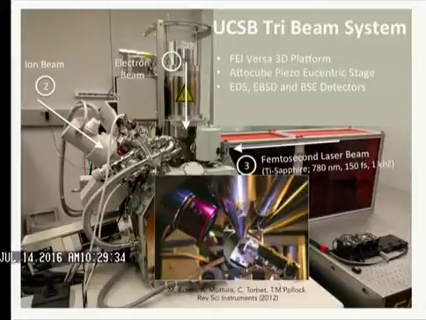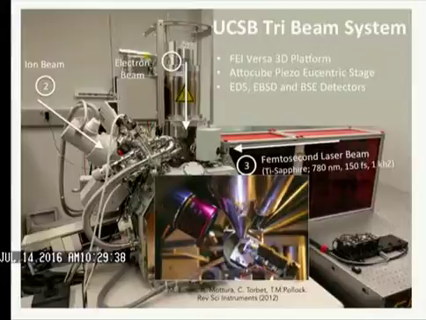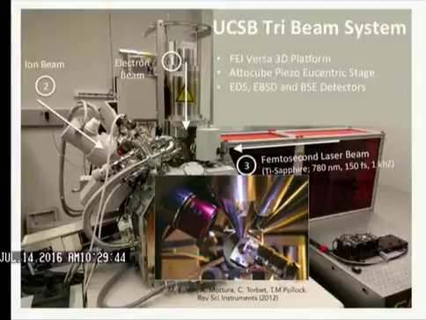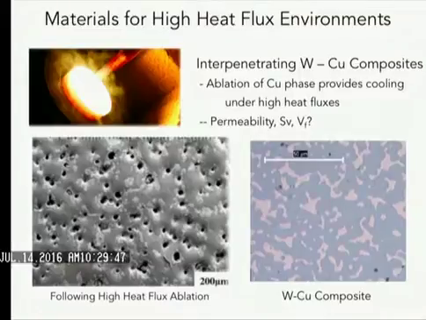This is what it looks like inside. So the laser beam's here, the electron beam, and the ion beam and EBSD over here. So it's a little crowded in there, and that sets the size of the system that we can look at. There's a piezoelectric stage which sets the slice thickness.